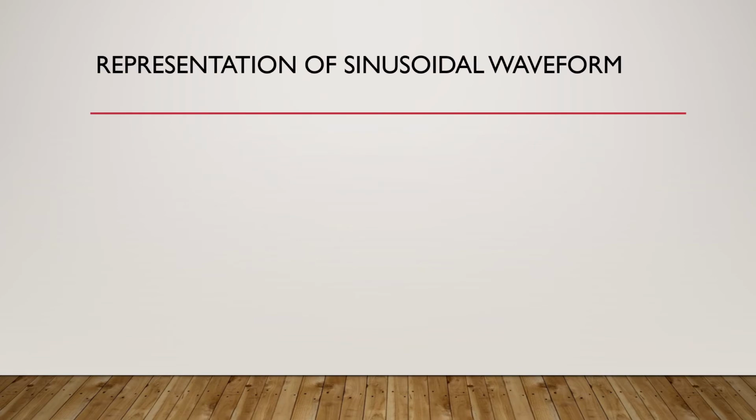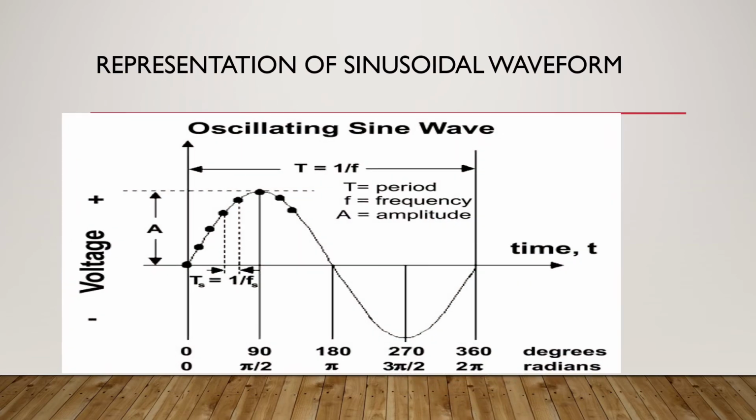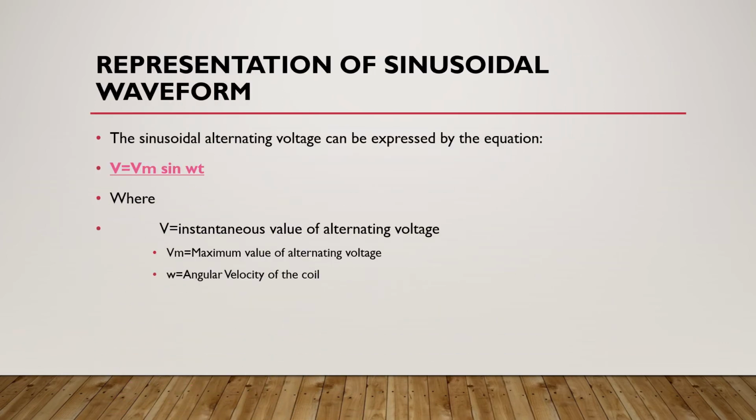How to represent a waveform? A sinusoidal waveform, how is it represented? This is how it is represented, in which it consists of time on the x-axis and voltage on the y-axis. Here you can say this is the amplitude, and this is the phase, the part of the phase. And this is the time period, T is the time period. The definitions we will see now.